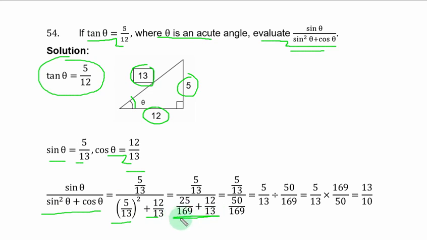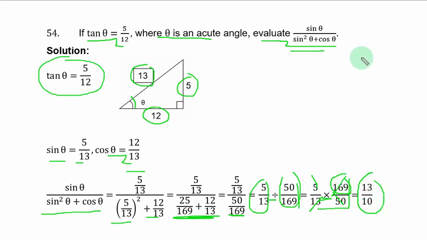The denominator, if you find the LCM and simplify, you have 50 over 169. Now, you divide numerator by denominator, you change the division sign to multiplication, and you invert this fraction to 169 over 50. When you reduce 5 and 50 by 5, you have 1 and 10. You reduce this and 13 by 13, you have 13 in the numerator. Your final answer becomes 13 over 10.